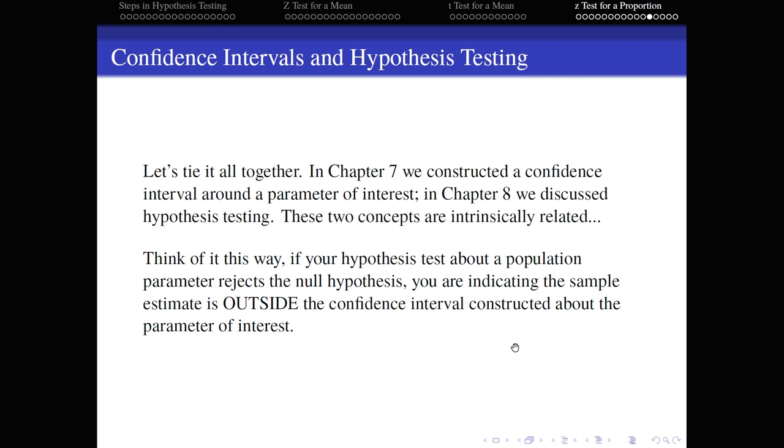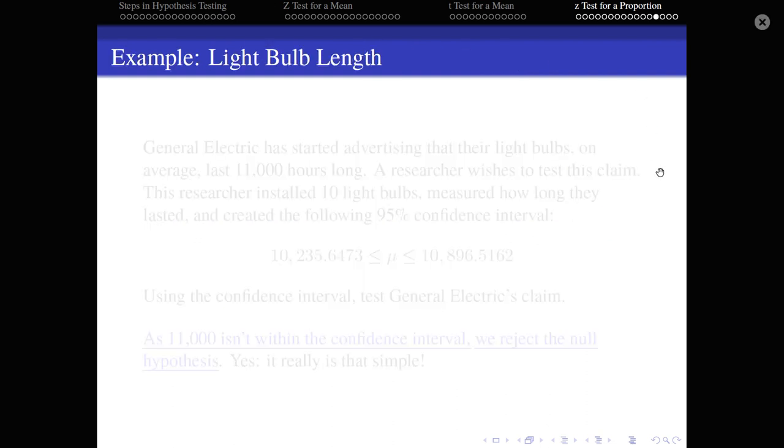In the same way, in the confidence interval, if the null hypothesis value is inside the confidence interval, let me say this one more time, if the null hypothesis value is inside the confidence interval, there's not enough evidence to reject the null hypothesis at the level of the confidence interval. So if I'm 95% confident in the confidence interval, there's not enough evidence to reject the null hypothesis at the alpha equals 0.05 level if the null hypothesis value is inside of the confidence interval. But if it's not, there is enough evidence to reject the null hypothesis at that level of significance.